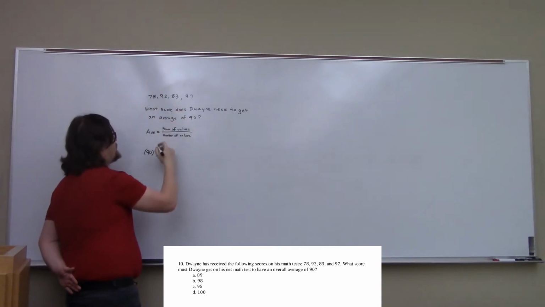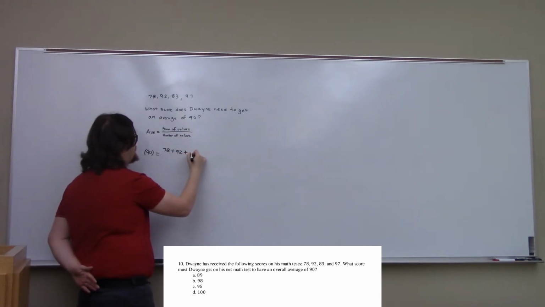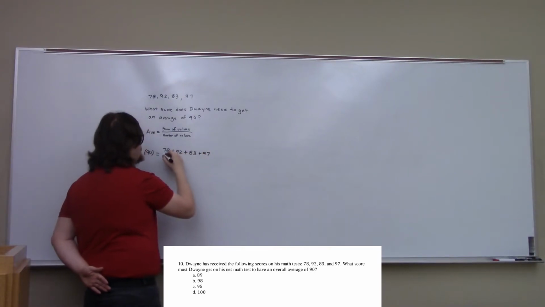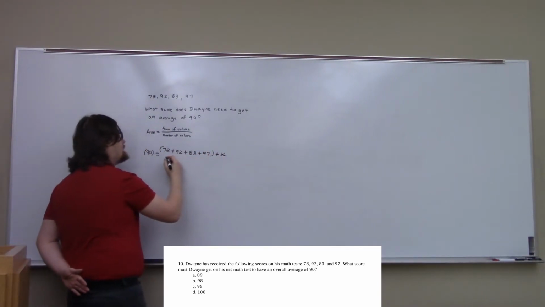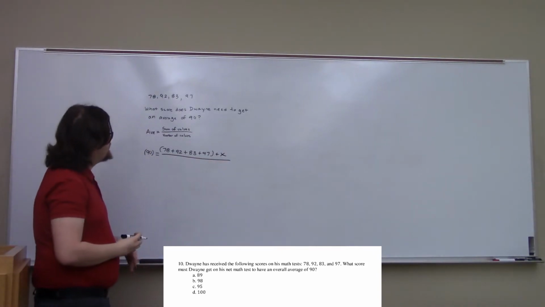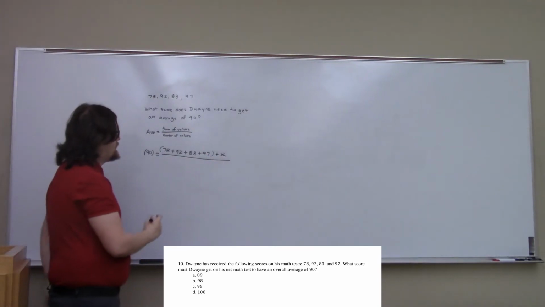the sum. We're going to take our values here, 78 plus 92 plus 83 plus 97. All of these plus our unknown value, and we'll assign the variable x for that, and then divided by the number of tests. So we have the original 4 plus our unknown. That gives us 5.